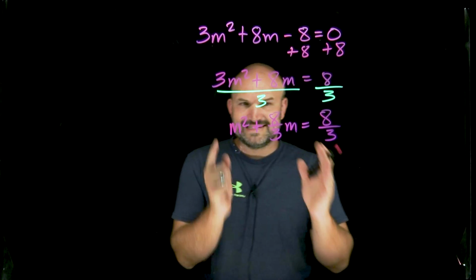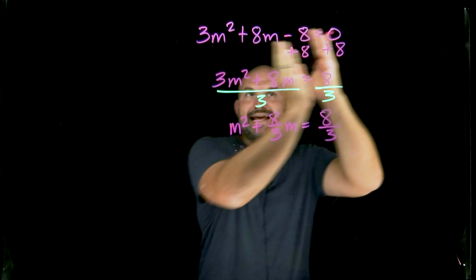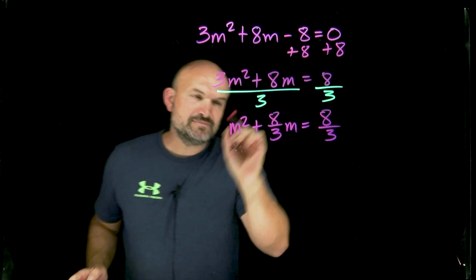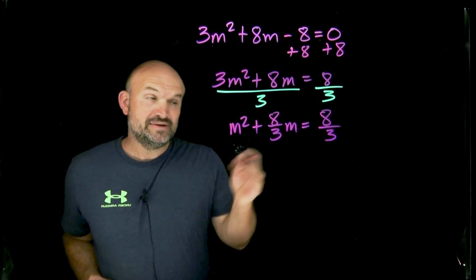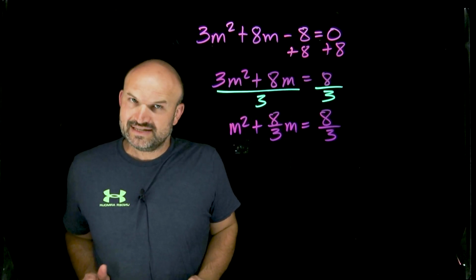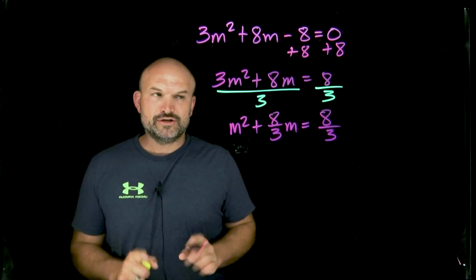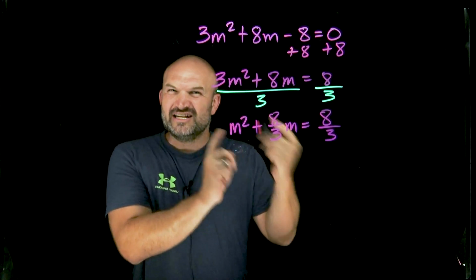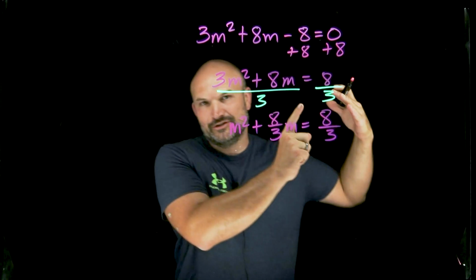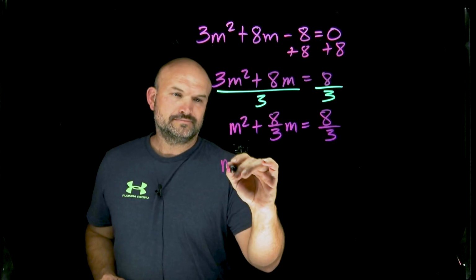Remember, the whole idea of completing the square and getting that 8 to the other side is because we need to create a perfect square trinomial out of m squared plus 8/3 m. So what we need to do is find a value c that is going to create that. So I'm going to add the value c here just so we can visualize it. And remember, whatever you do to the left-hand side, you also have to do to the right-hand side.